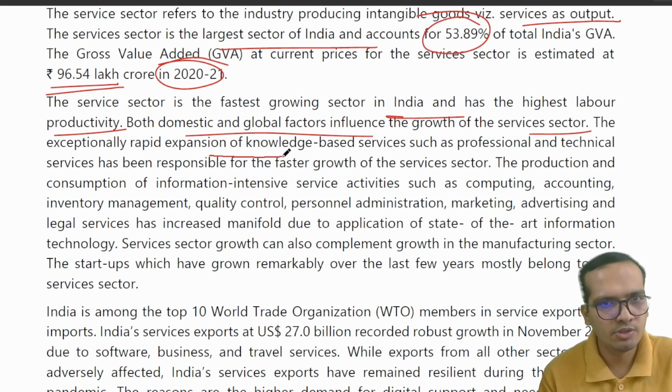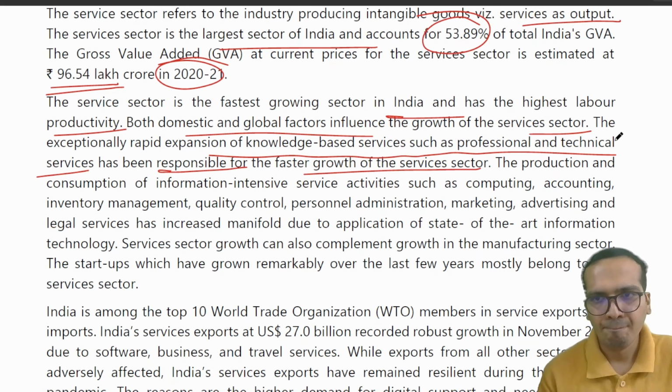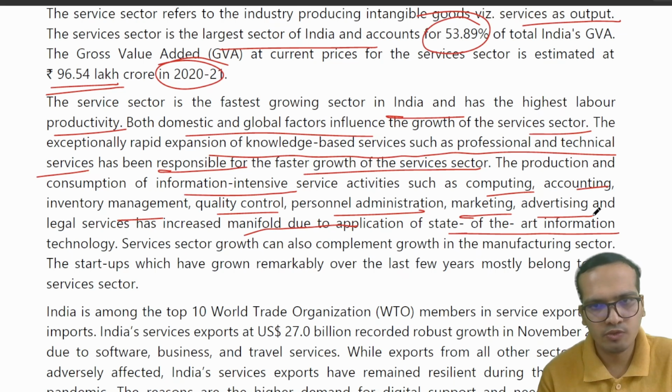The exceptionally rapid expansion of knowledge-based services such as professional and technical services has been responsible for the faster growth of the service sector. The production and consumption of information-intensive service activities such as computing, accounting, inventory management, quality control, personal administration, marketing, advertising, and legal services has increased manifold due to application of state-of-the-art information technology. Service sector growth can also complement growth in the manufacturing sector. The startups which have grown remarkably over the last few years mostly belong to the service sector.